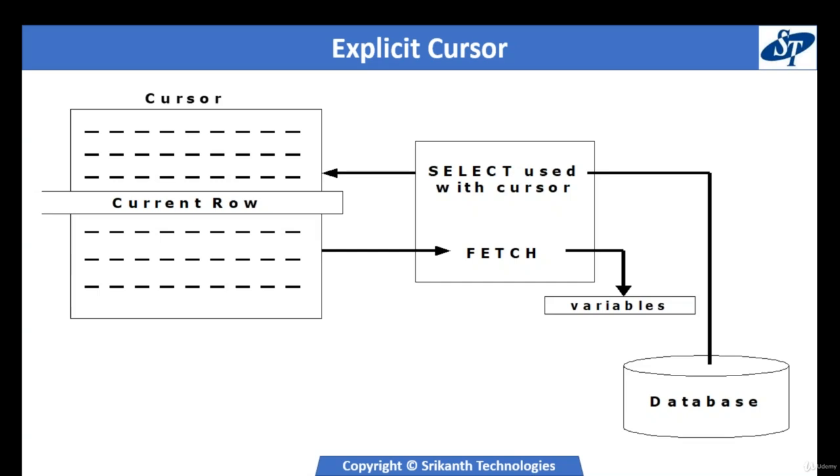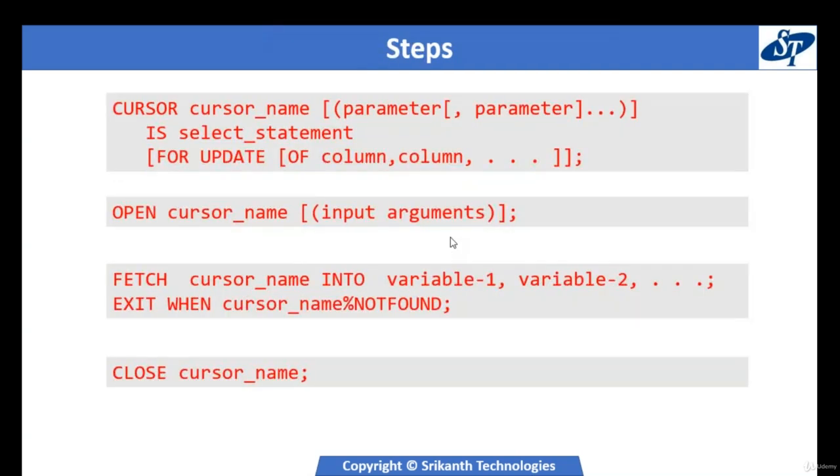The whole process is very similar to how you open a file, read line by line, and stop once you reach the end of the file. In the same manner, we read the data into the cursor, take row by row, process each row, and when we hit the end of the cursor, we stop the process. So here are the steps we have to take.